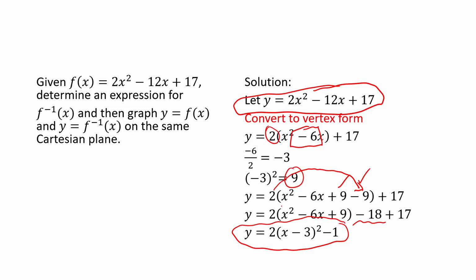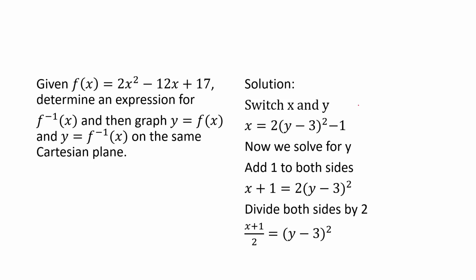The bracket reads x squared minus 6x plus 9. That is x minus 3 quantity squared. And then you simplify negative 18 plus 17 is negative 1. Now what we're going to do, because it's an inverse question, is switch x and y. So x becomes 2 times y minus 3 quantity squared minus 1. Remember, we want to solve for y. So we add 1 to both sides, and then we divide both sides by 2.